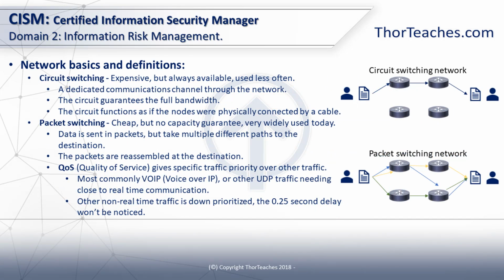When we talk about connections between two different sites, we normally use either a circuit switching or a packet switching technology. Circuit switching is expensive, but it's always there and is not very commonly used. If we have circuit switching between two of our sites, we would have a dedicated communication channel through the internet provider's network, and our traffic will always take the same path each time. We have a guarantee for our bandwidth, and from our two end nodes, logically it looks like they're connected directly.